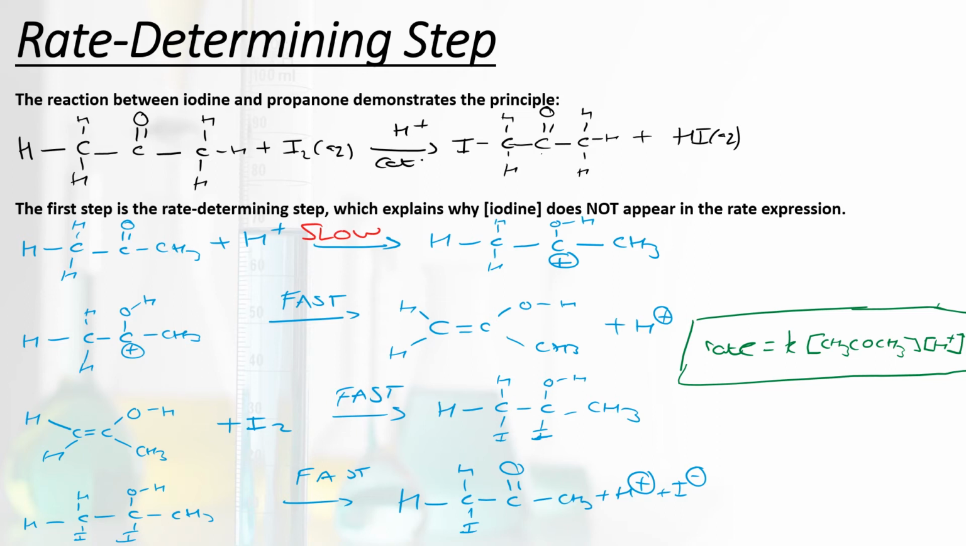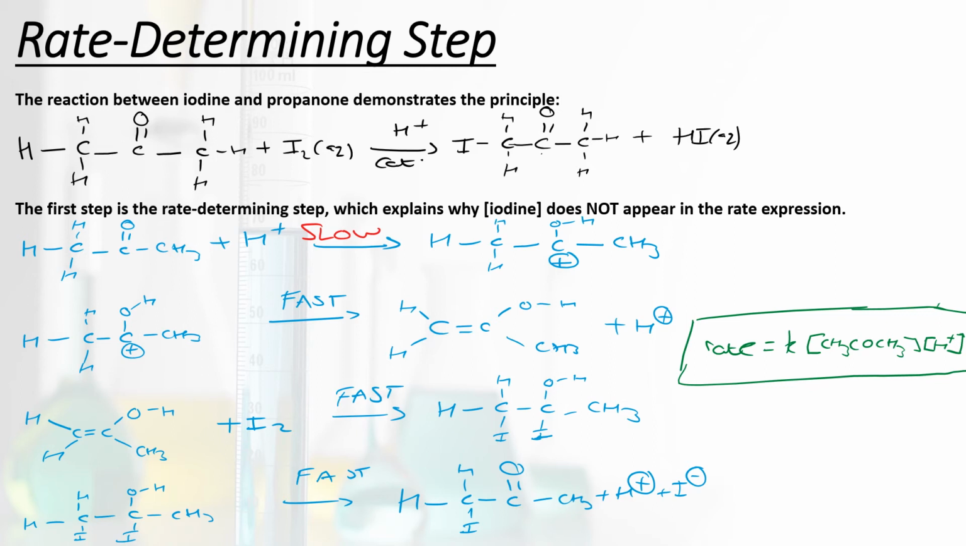The first one is our carbonyl group acting as a base, accepting the proton. This ends up forming a carbocation. That carbocation then eliminates a proton to form an alkene. The alkene reacts with iodine, and then that iodinated species ends up losing a molecule of HI to reform the carbonyl group. Now actually, if we compare the rates of these independent steps, it is the first step that is the slowest step. That's the rate determining step.